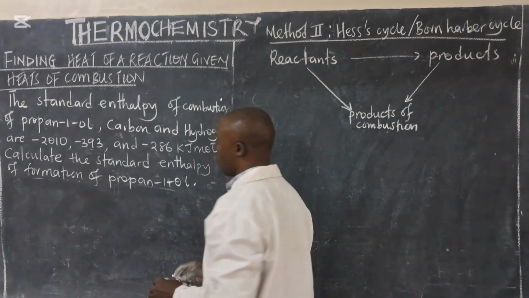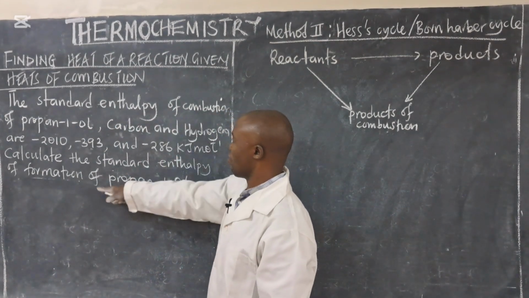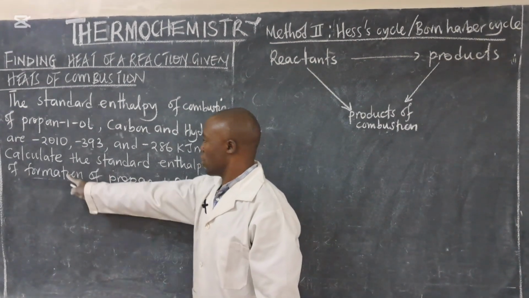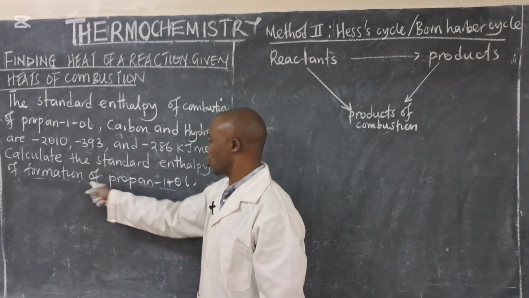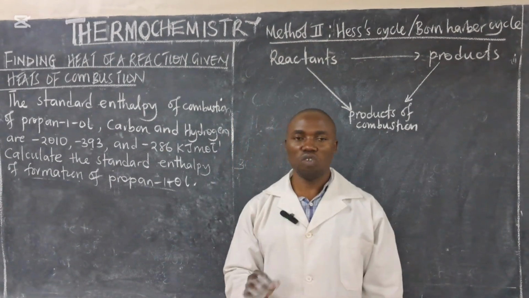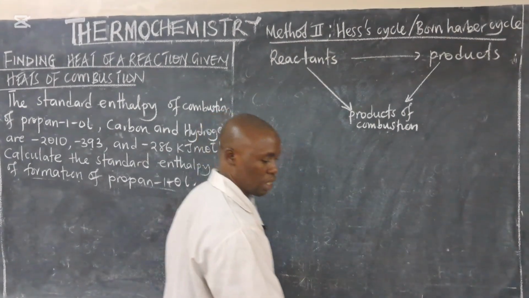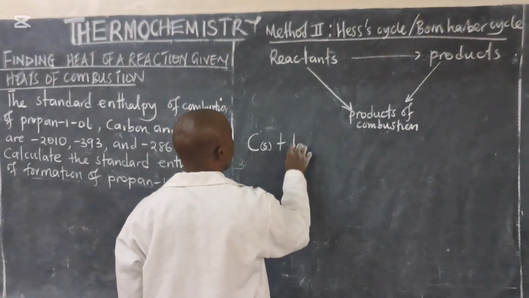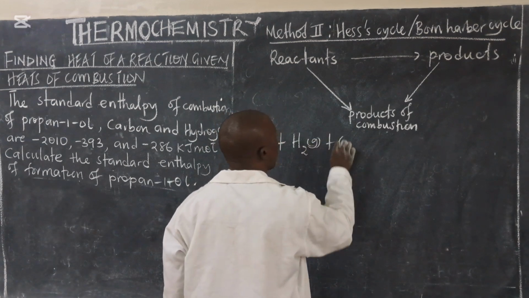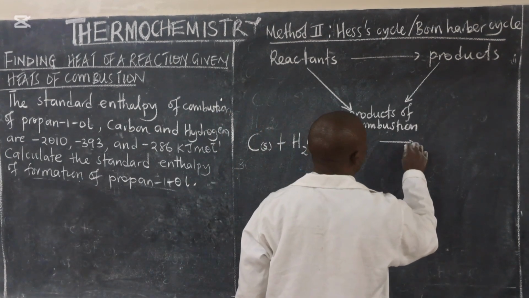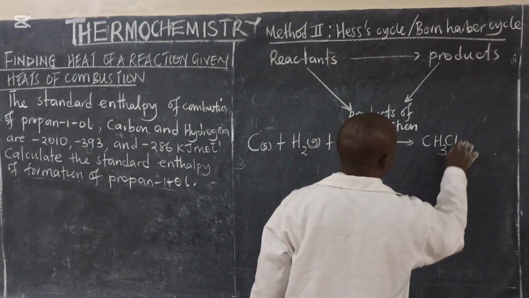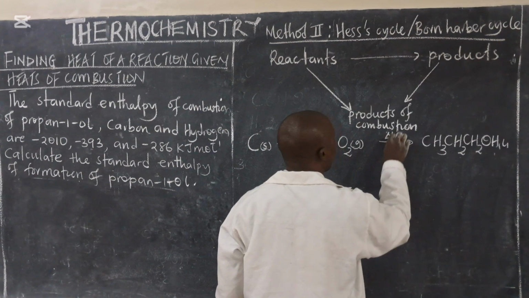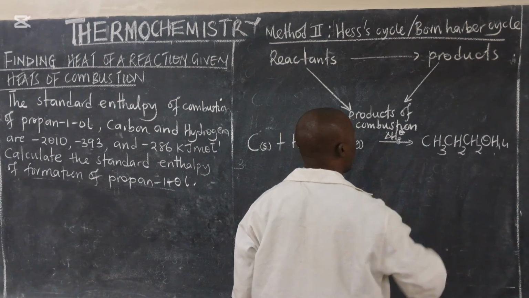So let's look at our question. The standard enthalpy of combustion, they have given me combustion for propan-1-ol, but we are interested in only the required equation, which says calculate the standard enthalpy of formation of propan-1-ol. I just write the equation for formation of propan-1-ol. Let's write it. So propan-1-ol is formed from carbon, hydrogen, and oxygen. So we shall be getting propan-1-ol, say liquid.